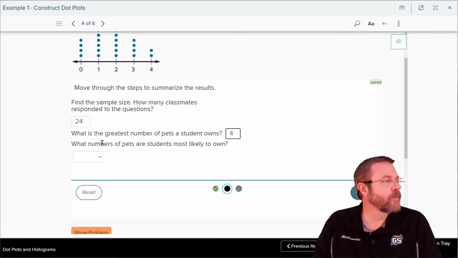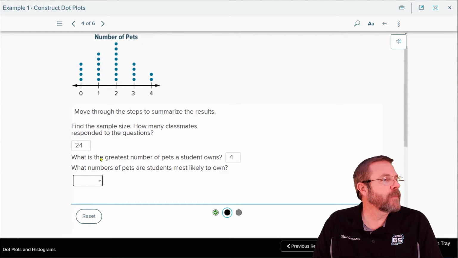Next question we have is, what's the greatest number of pets a student owns? That's going to be 4. And what number of pets are students most likely to own? That is going to be either a 1 or a 2, I guess, because those are the two most common numbers that took place. So both of those check.